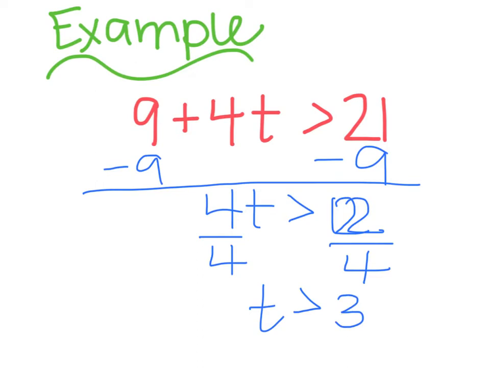Now keep in mind, this problem we didn't have any multiplying or dividing by a negative, but just keep in mind if that happens, you need to reverse the sign. And then a quick little graph for this one. 3. T is greater than, so we need bigger numbers. The graph looks like that.